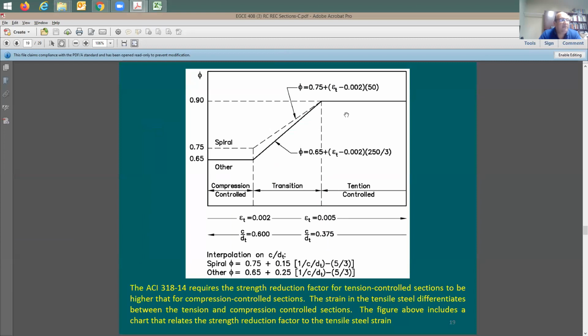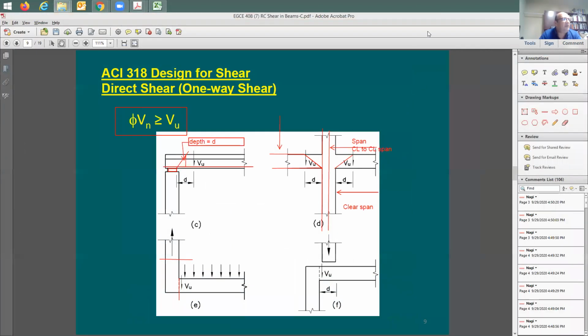What happened when you have tensile strain? When you're right there, it's going to be all tension controlled, correct? You're going to have lots of strains in the rebars, which means your phi factor is going to be 0.9. So, okay, I guess now I'm clear on where the column is going to be in tension and where the column is going to be in compression. It's just an example.